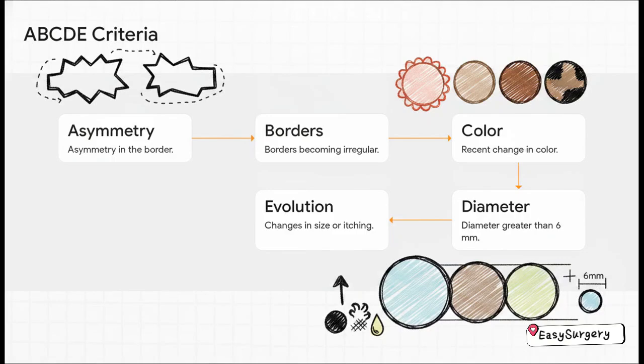So if a patient has a bunch of moles, how do you know when one is actually turning dangerous? Well, you've absolutely got to memorize this rapid-fire ABCDE checklist. A stands for asymmetry. B is for borders becoming irregular. C points to a recent color change. D means a diameter greater than 6 millimeters, and E is for evolution, meaning the mole is actively changing in size or maybe becoming itchy and oozing. Any of those are massive red flags.